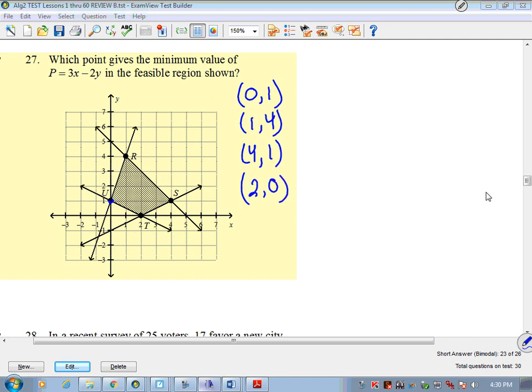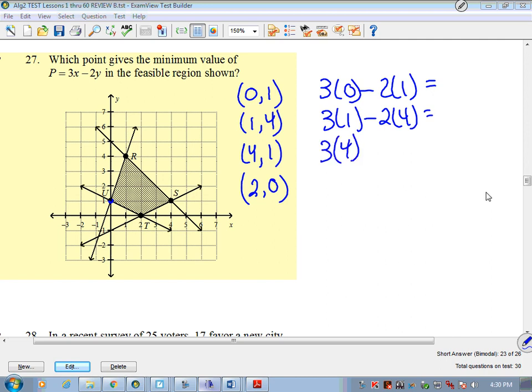So as we look at this again, we're going to take our function, which is 3x minus 2y, and we're going to plug these things in. So 3 times 0 minus 2 times 1. We'll find an answer there. 3 times 1 minus 2 times 4. Okay, again, we're looking for the minimum. So actually, kind of counterintuitive. We usually look for the largest. Here we're looking for the smallest. And it's not always the thing that looks like it does. Negative numbers, no matter how large, the larger they get, the smaller they are.